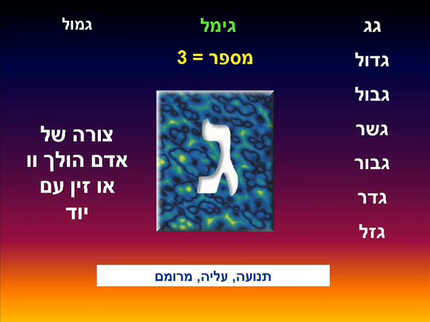Then you have Gimel. That's the way it's called, number 3. It means Gmul. Gmul means to do, to act, especially if we're talking about kindness. Whenever you see the letter Gimel at the beginning of a word, it has to do with movement, going up, lifting. And by the way, that is why the word Gag is called Gag, the roof. You have 2 gimels, because it's very high.